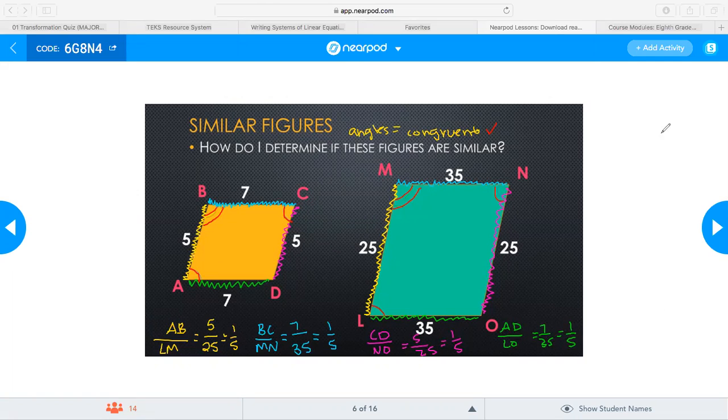So does that mean these are similar figures? Yes. Okay. So what I would do if I am going too fast, I would take a screenshot of this to have in your notes. So the angles are congruent and the side lengths are proportional.